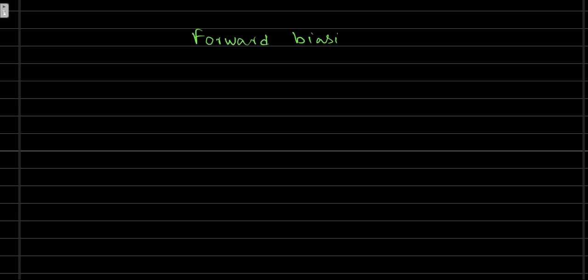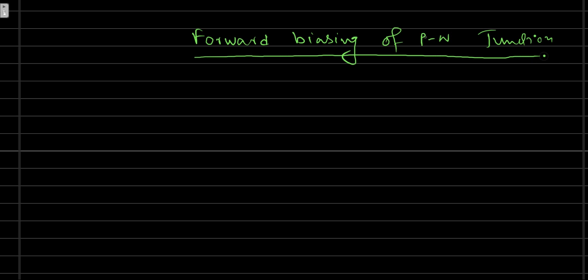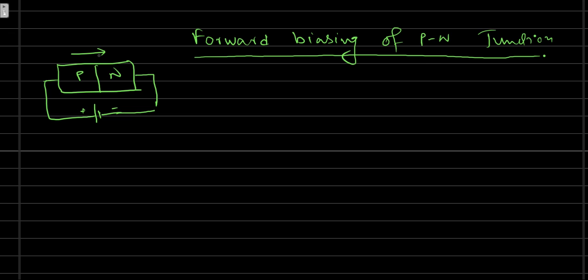Forward biasing of PN junction. Now see, forward biasing and reverse biasing are already familiar to you from the basics. You know that forward biasing means if we apply a positive potential at the P side and a negative potential at the N side, then it is forward bias and there will be current in the PN junction. Some current will flow. We can explain all those things from the energy band diagram in a more physical way.